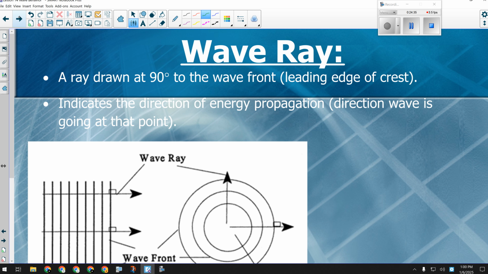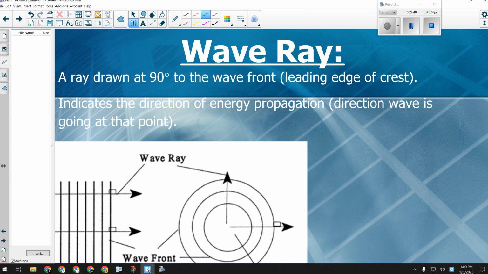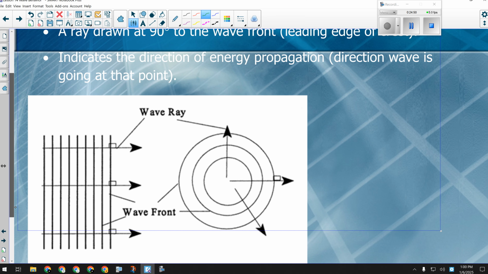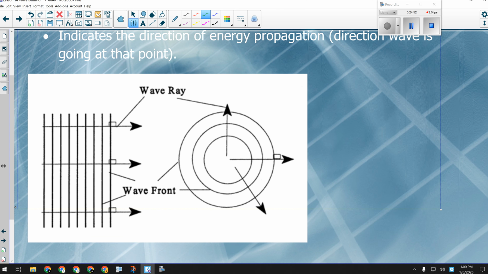Okay, terminology. Sometimes you'll hear the term wave ray. A wave ray is just a line that we draw to represent a whole bunch of waves, because drawing a whole bunch of waves takes a long time. So instead of drawing all the waves, they sometimes just draw a single arrow to say the waves are going this way. You use it a lot more in physics 30 than physics 20 anymore. But a wave ray just represents a wave.